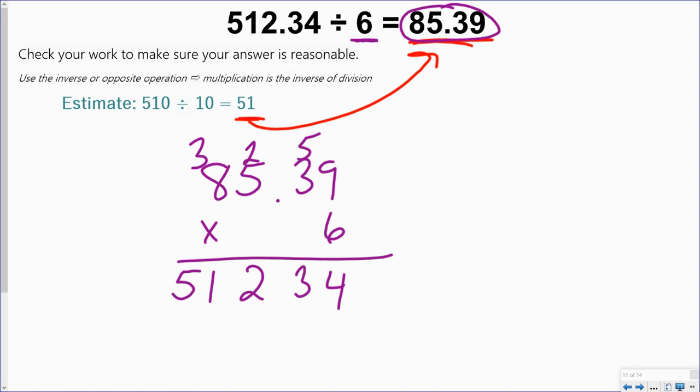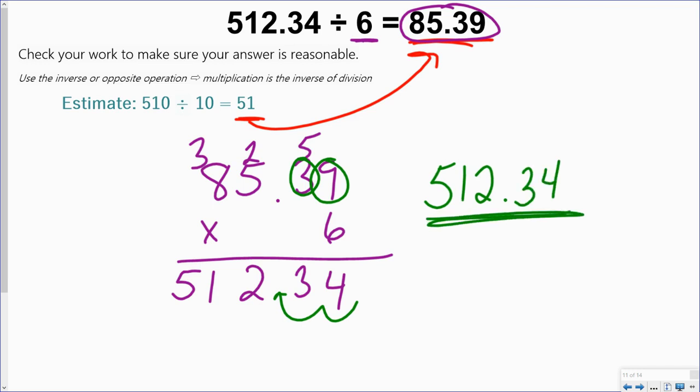And again, when I'm looking at my decimals, I want to make sure that I have my decimal in the right spot. So there's 2 numbers to the right of the decimal here. So I have to have 2 numbers to the right of the decimal here. And I get 512 and 34 hundredths, which is the same as this number here. And so I know that this answer is the correct answer to my division problem.